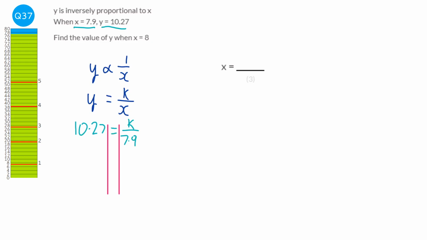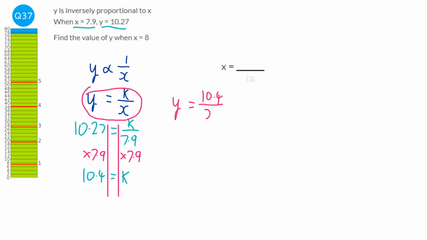I'll do a bit of simple solving by multiplying both sides by 7.9. When I do that, I get that k is 10.4. Now let's rewrite our equation we wrote here, but this time with our k value in, which is 10.4. And we're asked to find out what y is when x is 8. So we just do 10.4 divided by 8. And when we do that, we get 1.3.